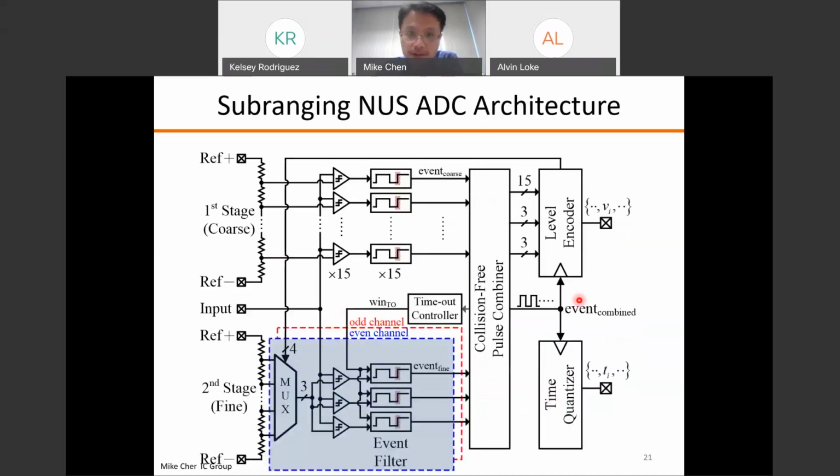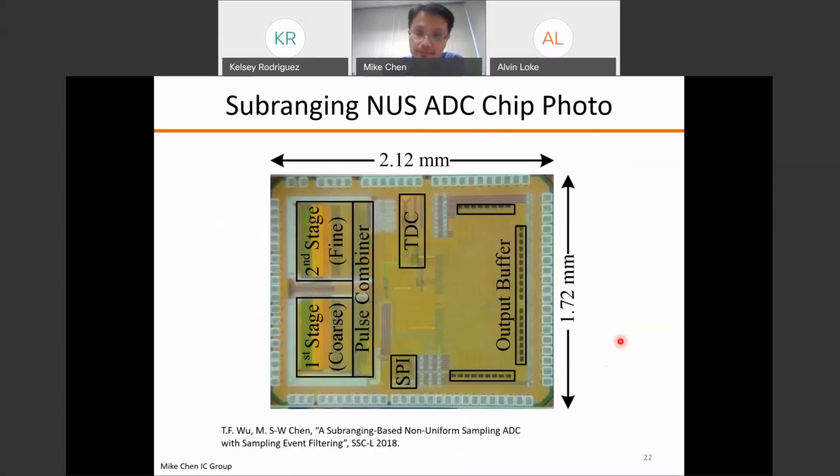Okay, so this is a block diagram. I won't go into the detail. Basically, it is very similar to the flash non-uniform sampling ADC. You can see on the top and the bottom, basically just two copies, one coarse and one fine. And then we have a timeout logic, as I showed you earlier, to control the average sample rate. The output again gives the magnitude information and time information. You combine the fine and coarse pulses, and you still need a time quantizer, the same as before.